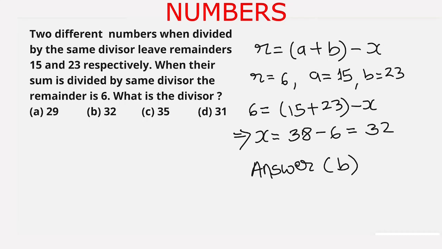If we add the two numbers, then it means that we have added their remainders as well, and the remainder will be the sum of both the remainders. And if that A plus B is greater than X, then we have to subtract the divisor from A plus B, and we will get the final remainder, and that remainder here is 6.